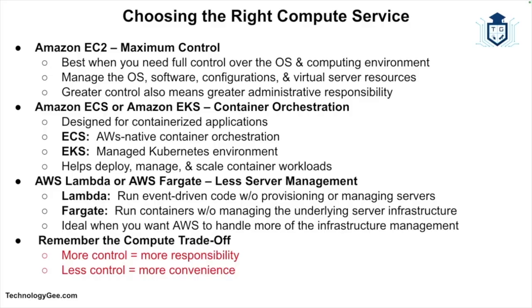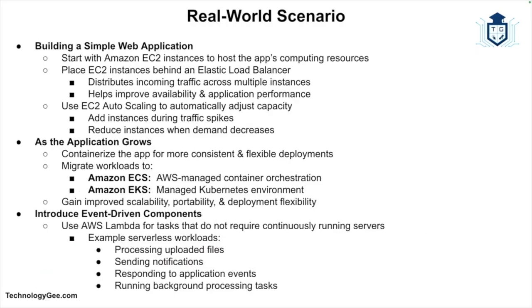Now, understand that this is all about trade-offs. So just understand that more control usually means more responsibility, while less control means more convenience. All right, so let's bring things into the real world. So imagine you're building a simple web application. You might start with EC2 instances behind a load balancer using auto scaling to handle traffic spikes.